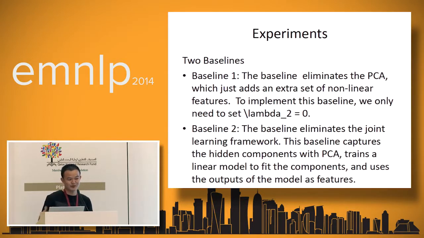To set it to 0, we only have two goals. Baseline 2 eliminates the joint learning framework. I think it's very simple. This baseline computes the hypercomponents with PCA, trains a linear model to fit the components, and uses the outputs of the model as features.